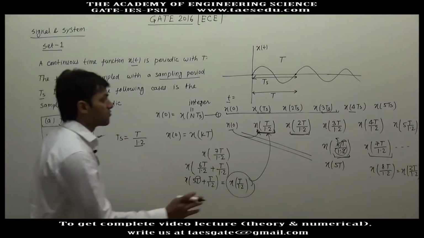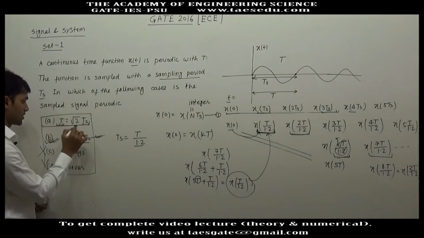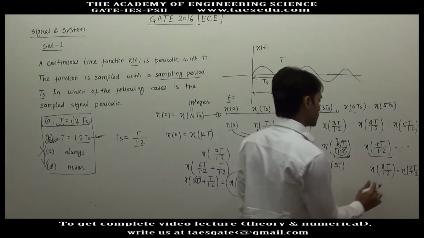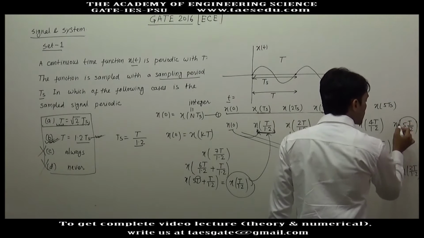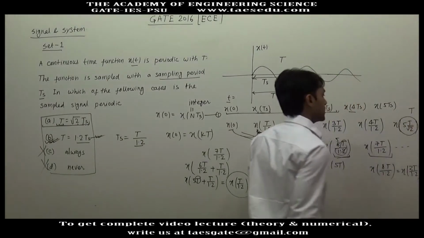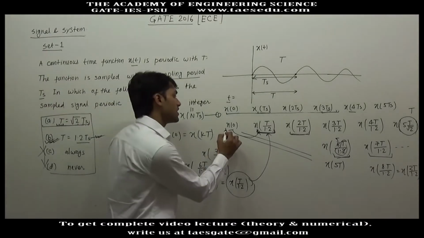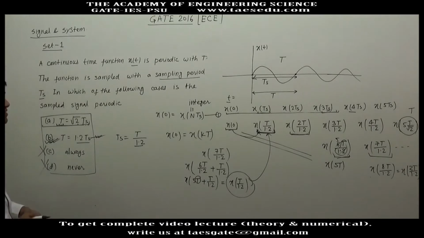But if, instead of 1.2, for the first option you put root 2, here you are never going to get an integral multiple of capital T. If you never get an integral multiple, x0 will never be repeated. So I hope this much explanation is enough for this question. So I will move to the next question.